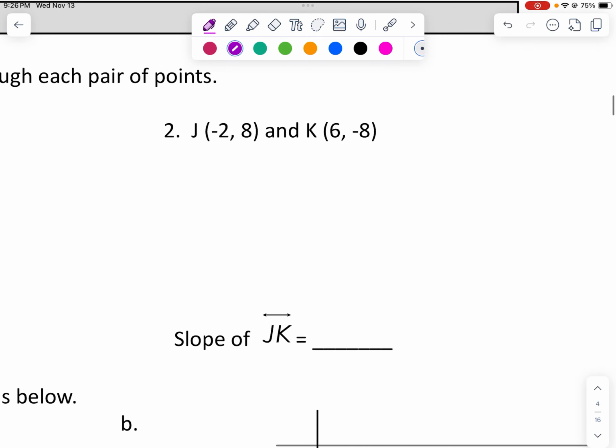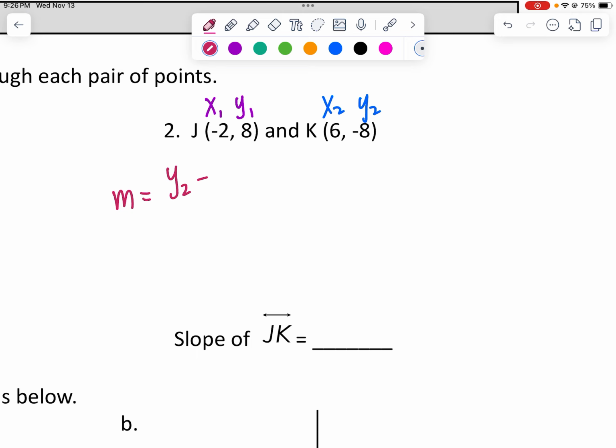Same exact thing for number 2. I'm going to go and label x1, y1, x2, y2. I'm going to go and write down my formula always. So m is equal to y2 minus y1 all over x2 minus x1. I can go and plug and chug my values. So I'm starting with y2, which is negative 8, minus my y1, which is 8. Then I'm going to start with my x2, which is 6, subtract it with my x1, which is a negative 2. And I can keep on solving.